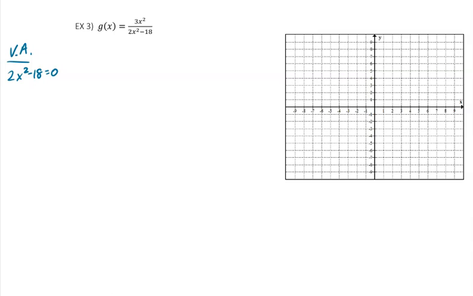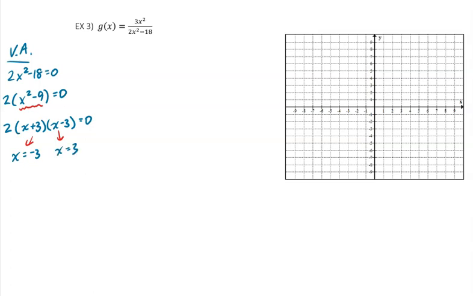Whatever's best for you. We've been factoring a lot already in this one, so I'm going to go ahead and do it by factoring. So we can first take out a 2. So we'd have 2 times x squared minus 9. And then this part right here is difference of squares. So it's going to be x plus 3, x minus 3. And then we can just set both of these equal to 0, getting x equals negative 3 and x equals 3.